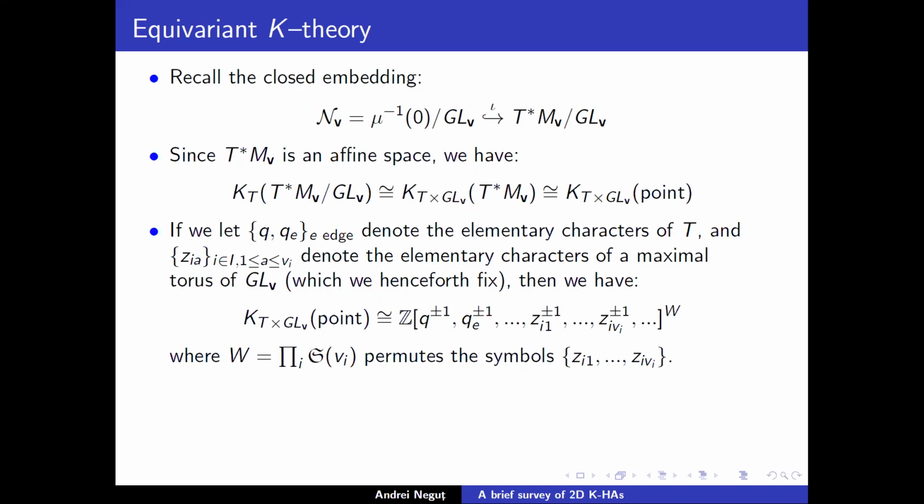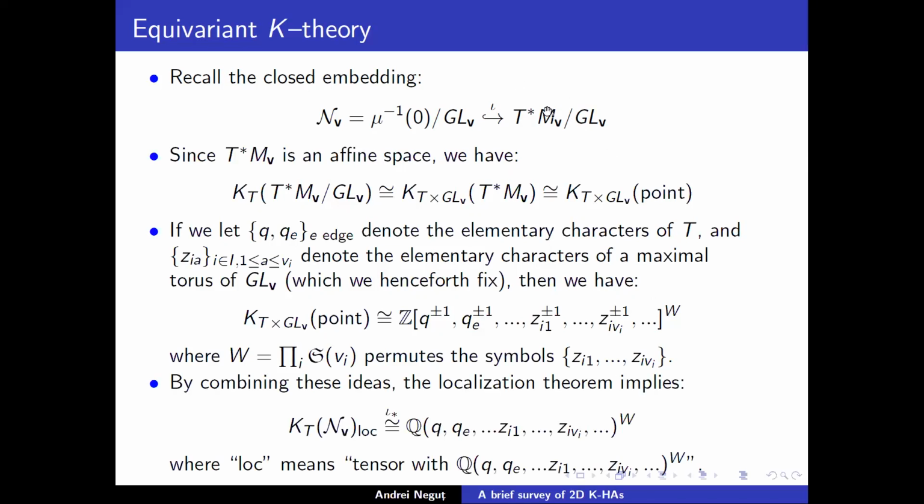ZIVI for all I independently. So there's no mixing of ZI and ZI prime, but this symmetric group acts by permuting the ZIAs for fixed time. All right, so this gives you a very complete, I would say, description of the T star GLV equivariant K-theory of a point. So in other words, the K-theory of this big thing over here.